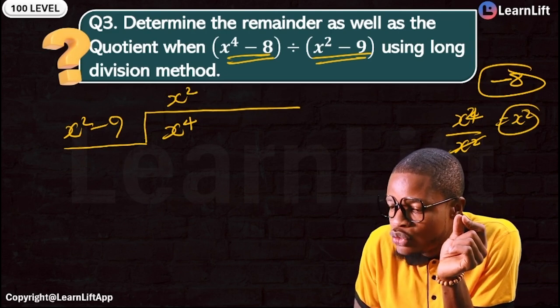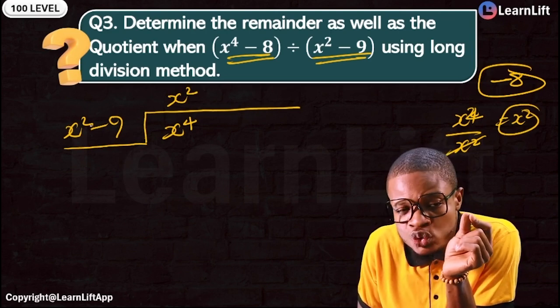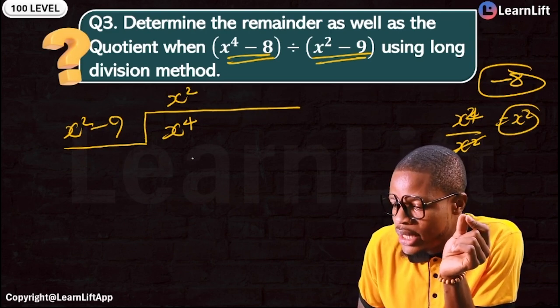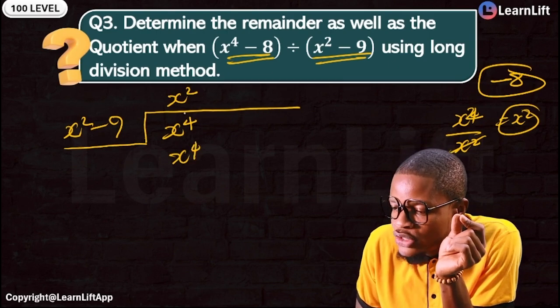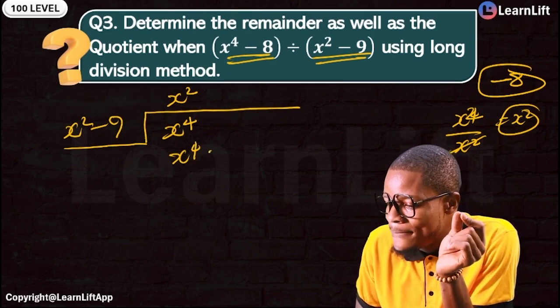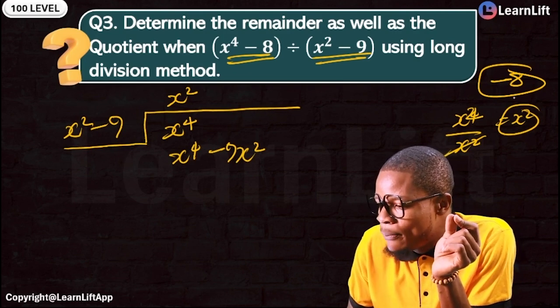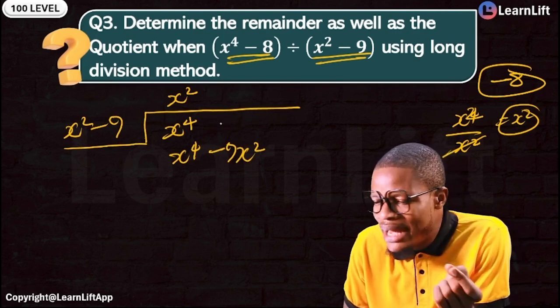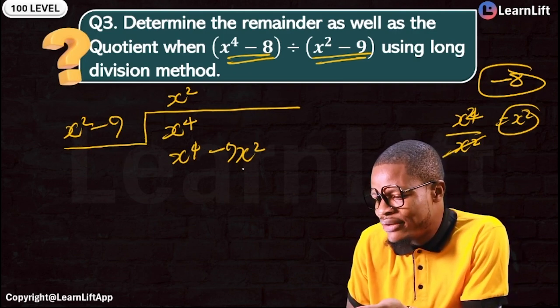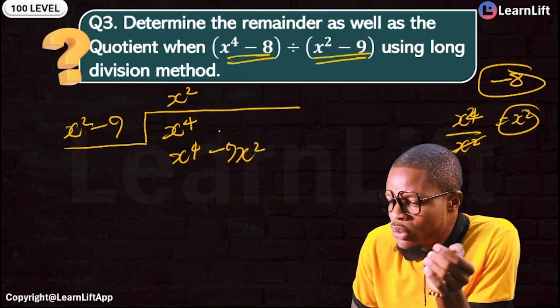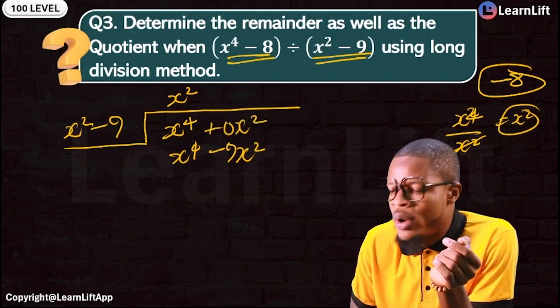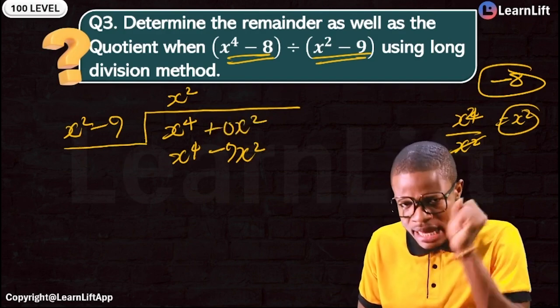So this x squared now, you will use it to multiply the whole of these two. So x squared times x squared is x raised to the power of 4. x squared times minus 9 will be minus 9x squared. Now tell me, what will I place here? Should I put the minus 8 here? No, minus 8 will not match because this term is carrying x squared. So what will I place here? Plus 0x squared. Sure you get it now. Yes, you are doing well.